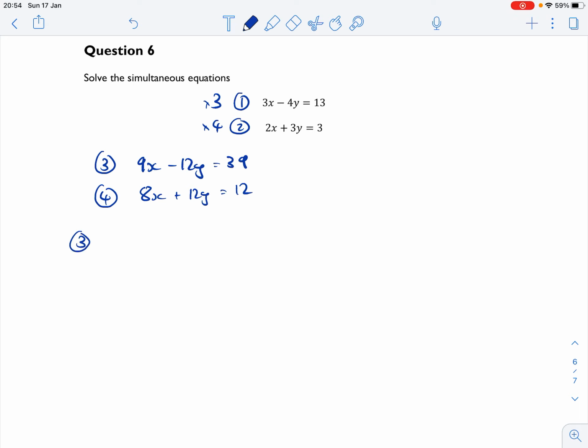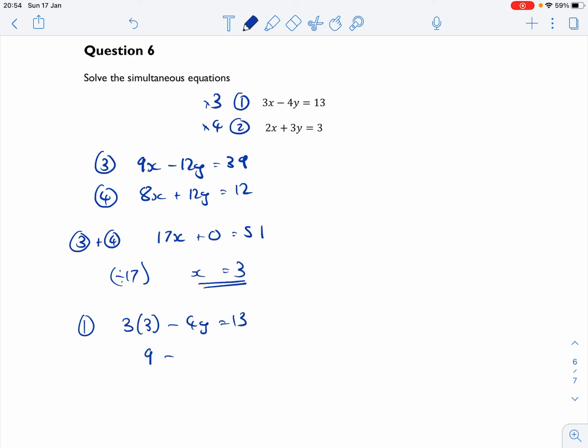And then because I've got negative 12y and plus 12y, I'm going to add the two together. That's going to give me 17x plus 0 is equal to 51. Divide by 17. And here, try not to reach for the calculator. See if you can work it out directly. You get left with x is equal to 3. Then I'm going to plug it in. So I'm going to go equation 1. 3 times 3 minus 4y is equal to 13. 9 minus 4y is equal to 13.